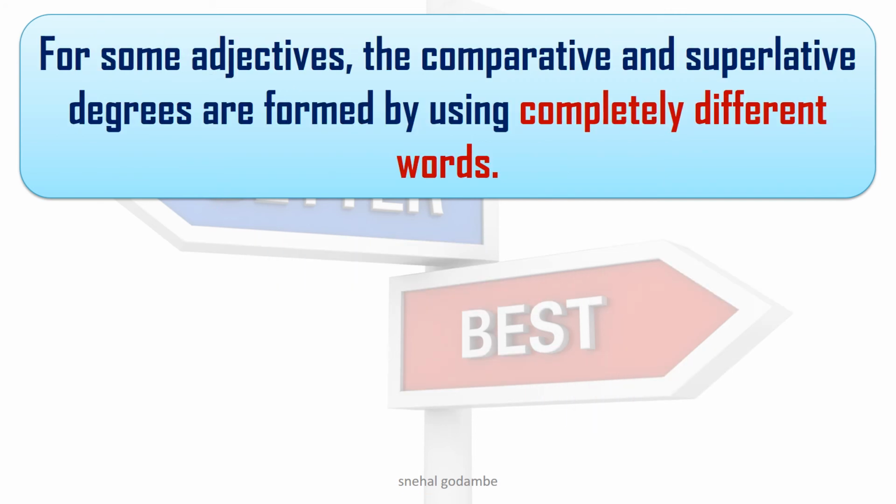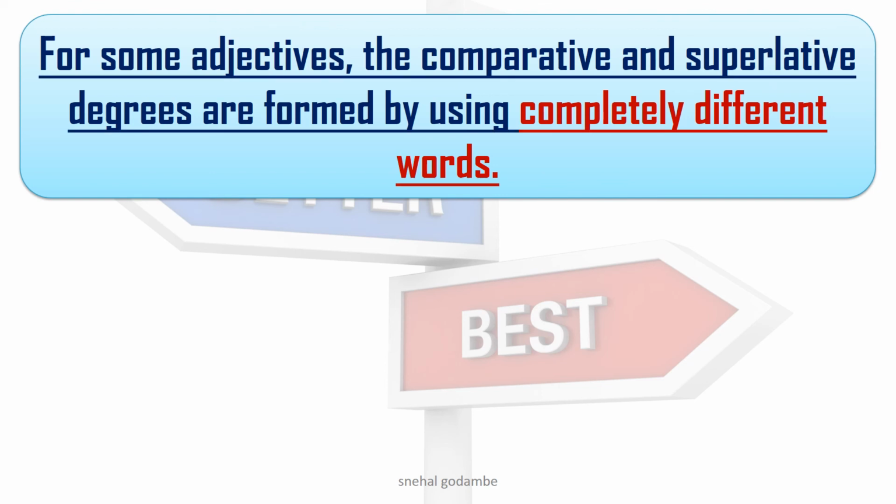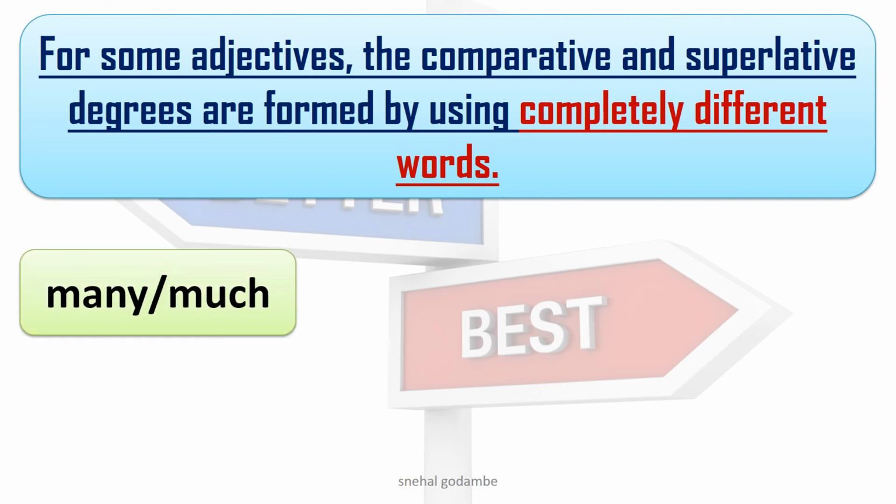And the next rule is that for some adjectives, the comparative and superlative degrees are formed by using completely different words. Here we are not going to add er, not est, not more, not most, but we are going to use completely different words. We have to practice this rule with examples. But here I'm just going to show you one or two, but you can find more of such adjectives with completely different words.